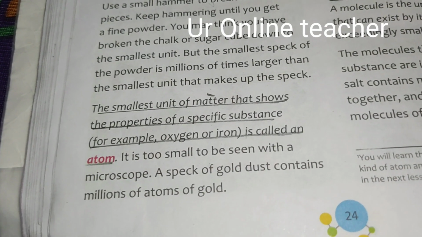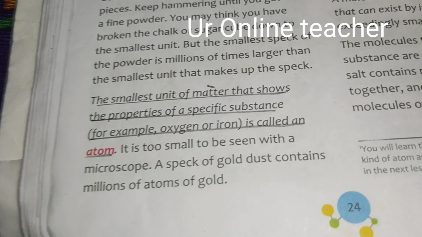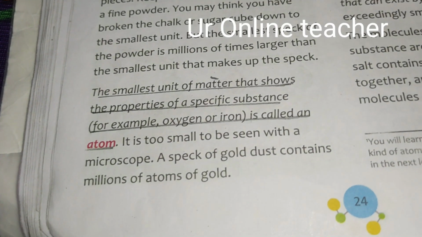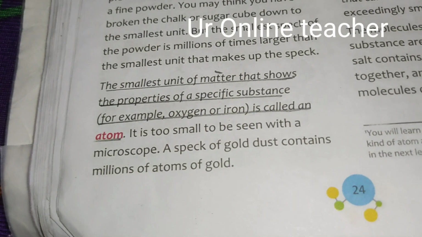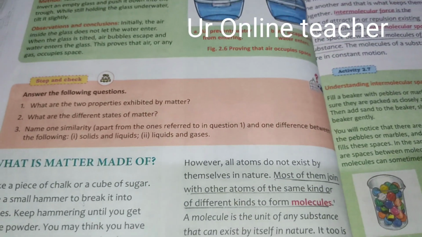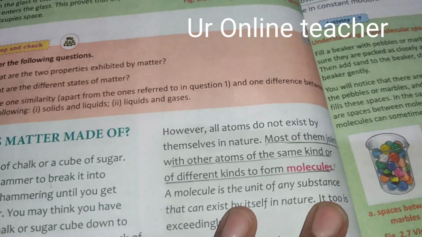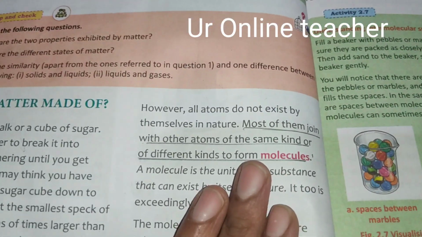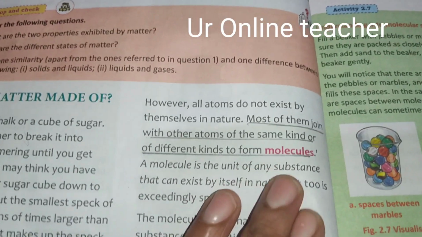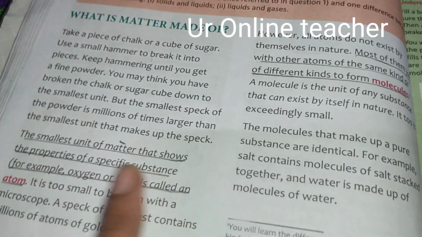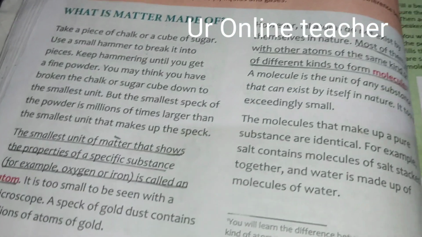So what is an atom? It is too small. We can see it only with a microscope. Even a speck of gold dust contains millions of atoms of gold. Atoms do not exist by themselves in nature. They join with the same kind or different kinds of atoms to form molecules. So what is an atom? The smallest unit of matter that shows the properties of a specific substance.